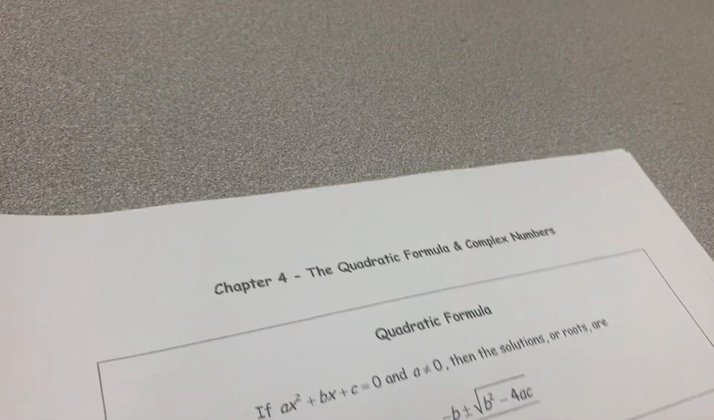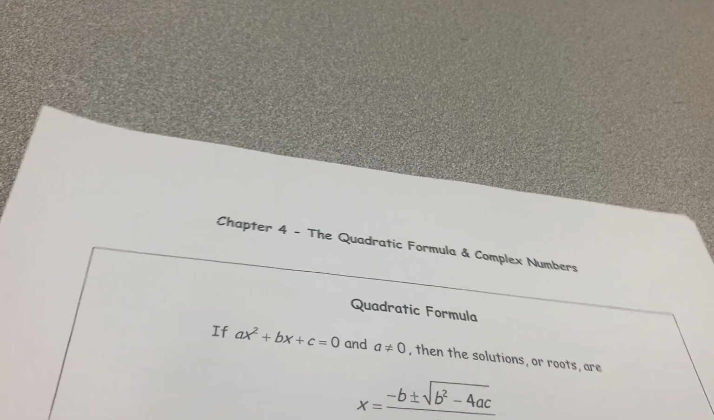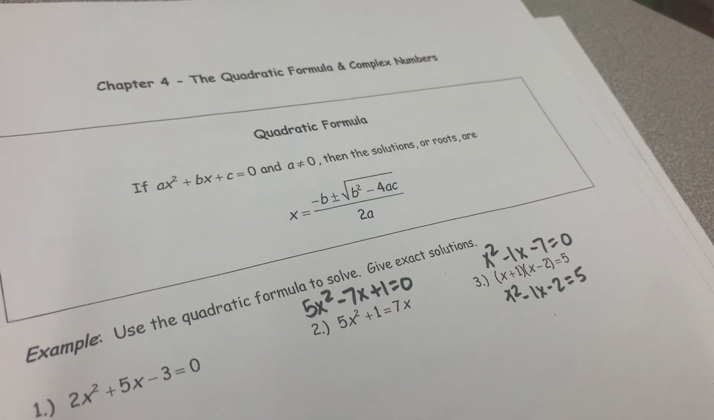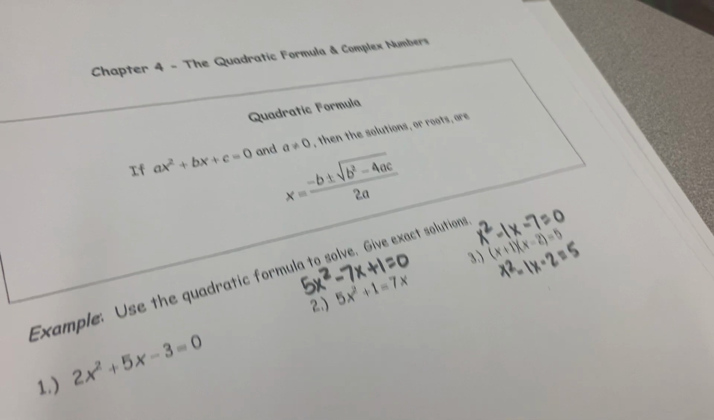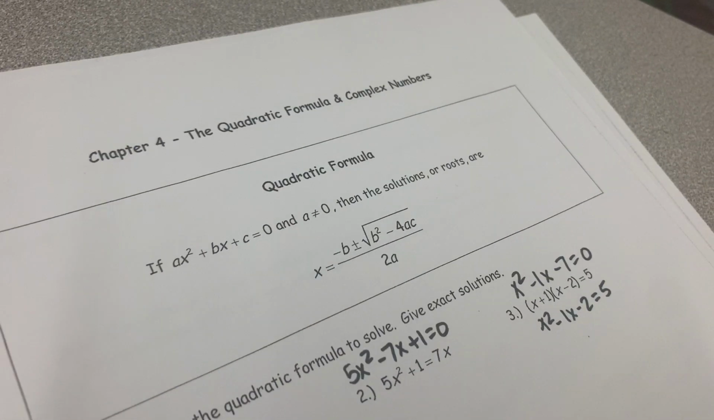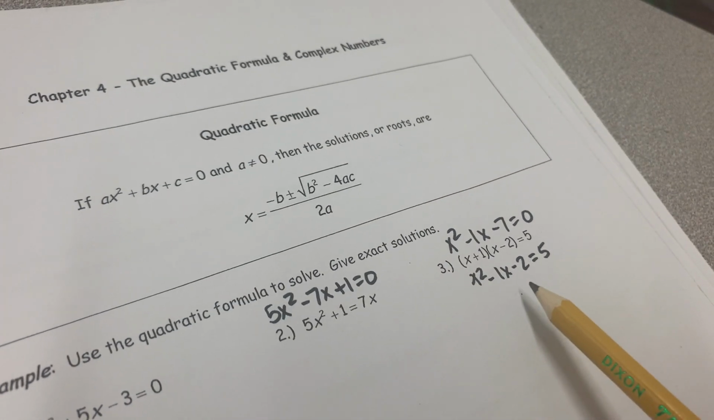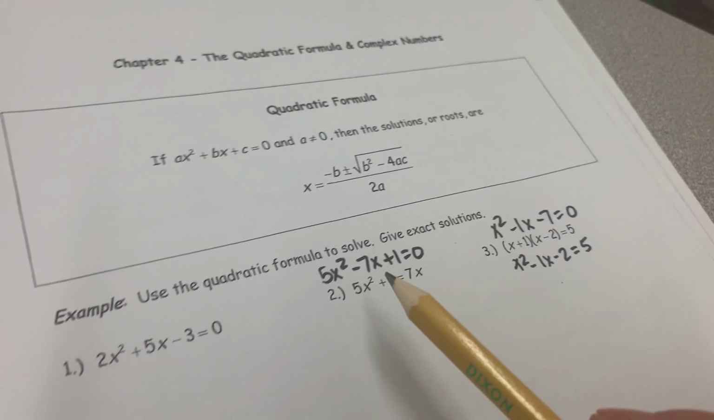So we are in our last section, the quadratic formula and complex numbers. Here we have trinomials. Sometimes A is 1, sometimes A is not.